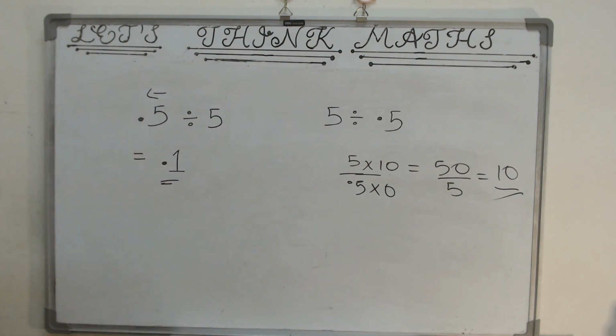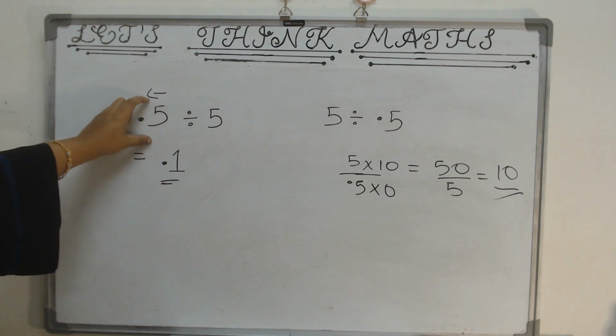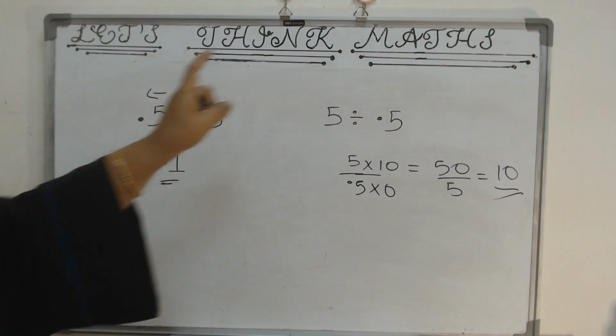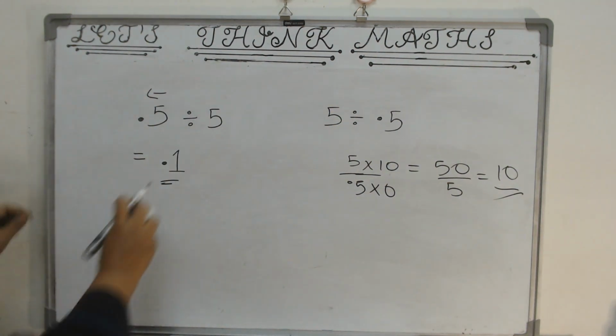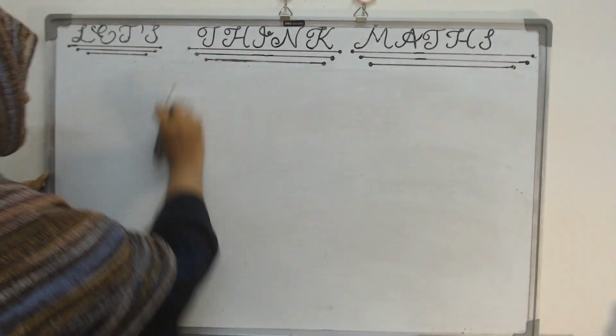Why 2 different methods? Why do we think that whatever happens to the dividend, the same thing will happen to the answer, but it does not do so with the divisor? What is the difference between the divisor and the dividend? Let me show you an example. It is a very simple thing.